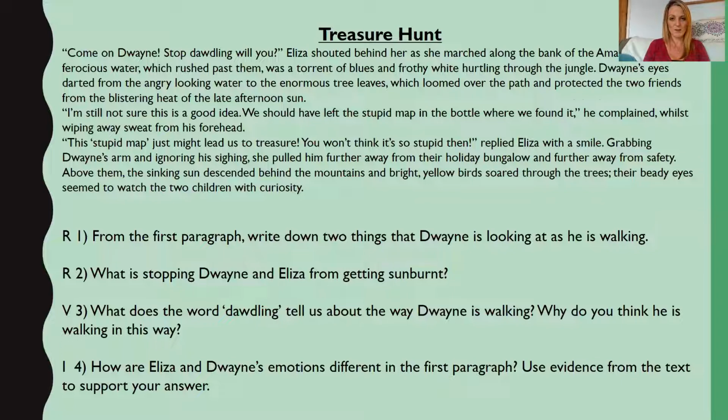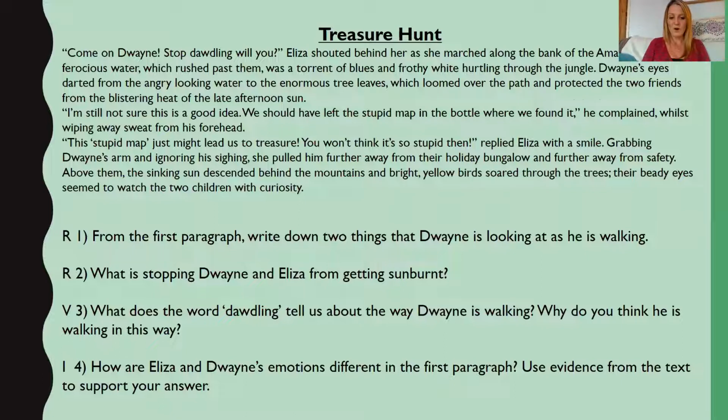Can you describe the way you think he's walking? And why do you think he's walking in that way? So actually there's a little bit of inference in there as well. You're inferring, I know he's dawdling and this tells me that, how do you think he's feeling? Great, yeah. Okay.